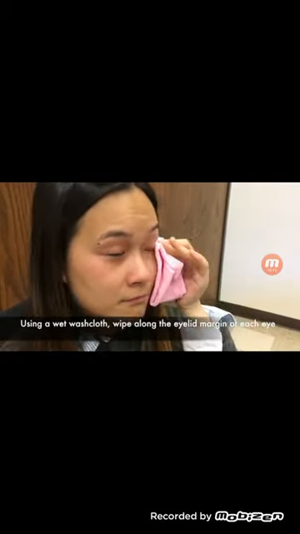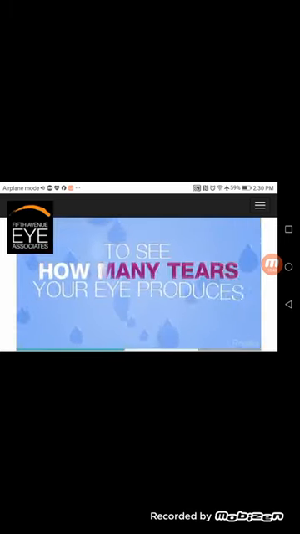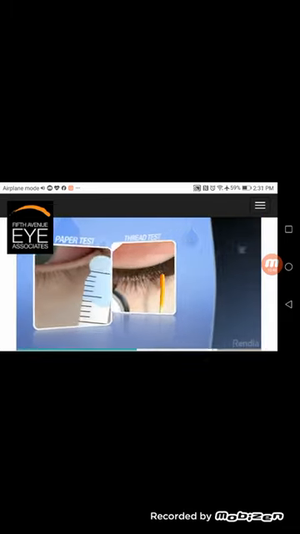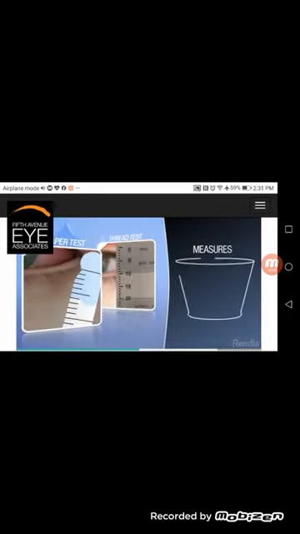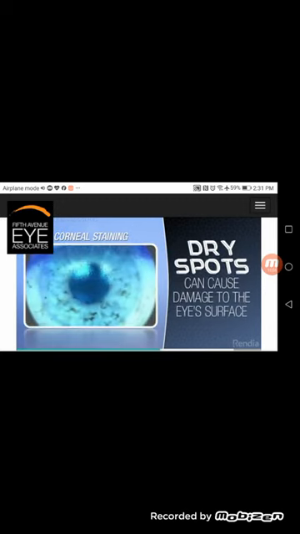There are a variety of reasons you may be experiencing dry eye. Because tears help lubricate and protect the eye, dry eye is often caused by not producing enough tears or not producing the right quality tears. To see how many tears your eye produces, your eye care professional may use a paper or thread test that can measure the volume of your tears. They also might use stains to see where dry spots have formed, causing damage to the eye's surface.